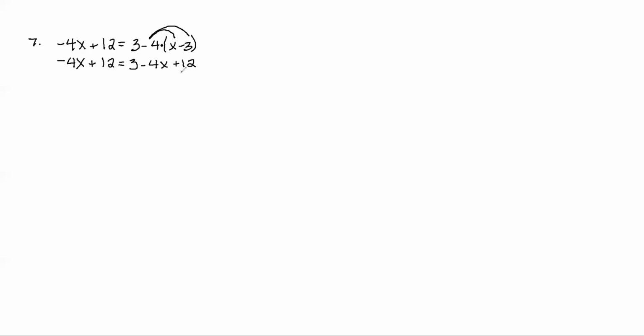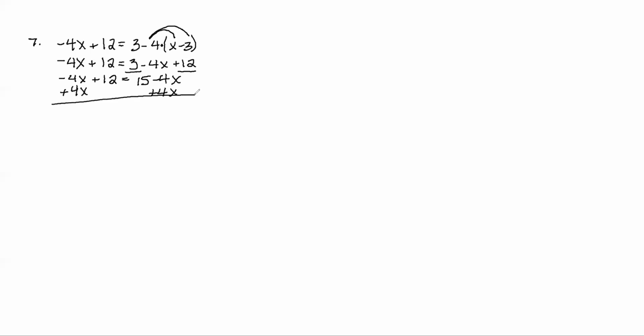And we can do a little bit more simplifying on the right. So I'll bring down this negative 4x plus 12 again. And then on the right, we can combine the 3 and the 12. So 3 plus 12 is 15 minus 4x. And now I'll go ahead and move all the variables to the left. So I'll go ahead and add 4x to both sides.